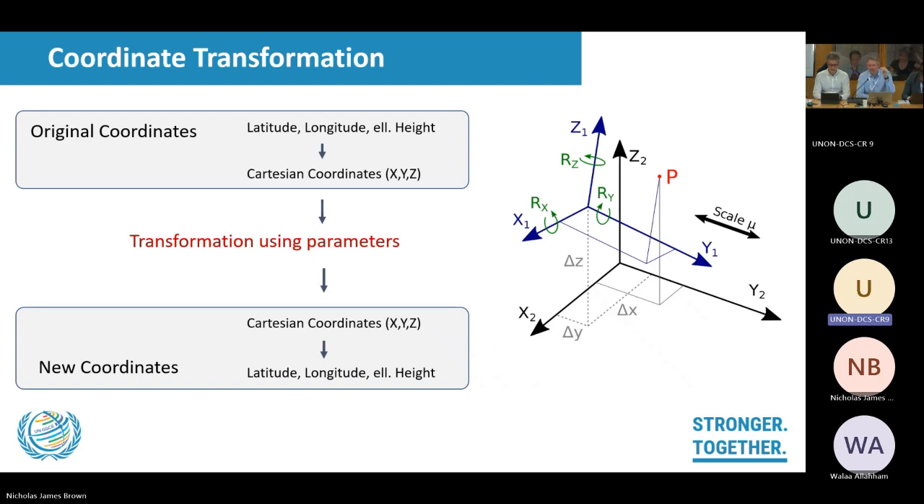So if all your data is stored in latitude, longitude, and ellipsoidal height, you can apply this simple equation, get them into Earth-centered Cartesian, then you can develop your transformation parameters. And then once you have that, it allows you to produce your coordinates in latitude, longitude, and ellipsoidal height, which is what most users want in your new coordinate system.